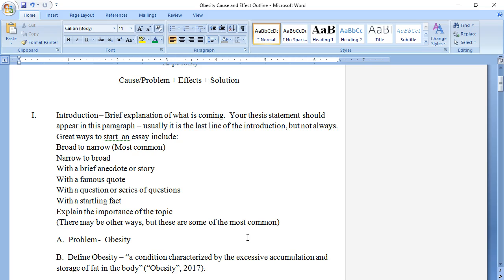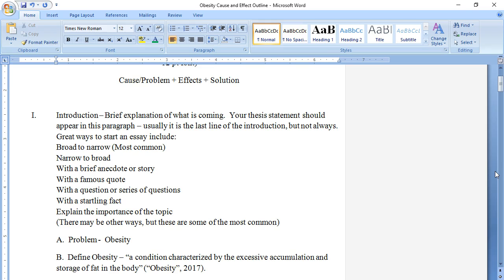which is again typically the last sentence of that introduction paragraph. And there are several great ways to start an essay, and I have a PowerPoint that shows this, and I am going to be making a recording of it. But for right now, there is one on the class. And so some choices are broad to narrow, which is truly the most common way to start an essay. You just start with the overall concept of how obesity is a huge problem for society at large, and then you gradually narrow it into whatever your point is.